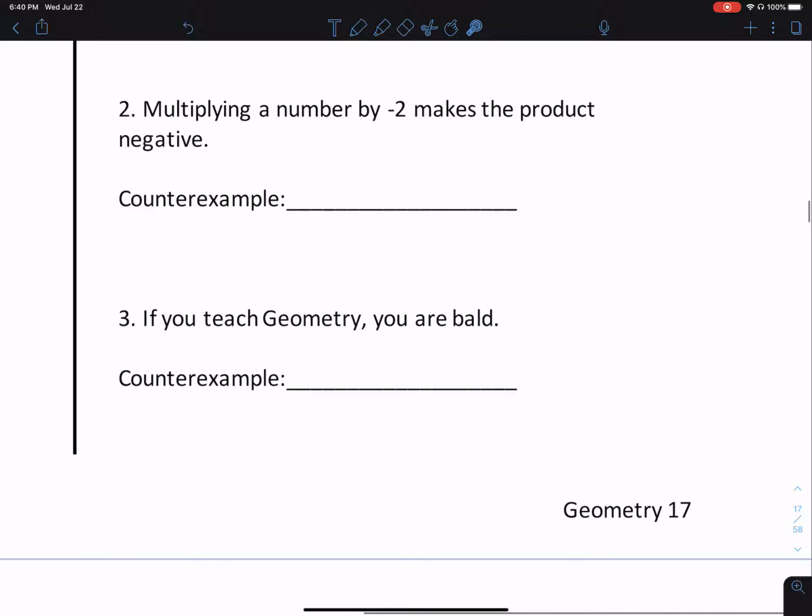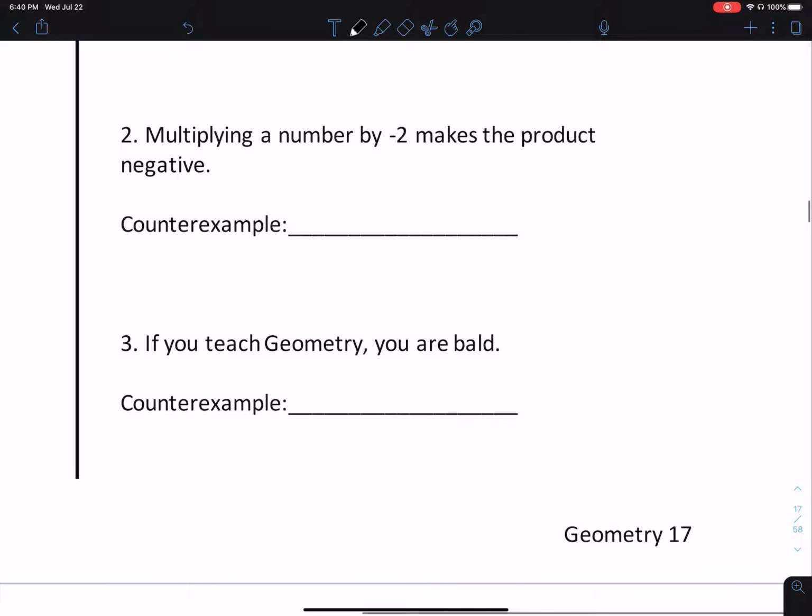Let's check out number 2. Multiplying a number by -2, so we want this part to be true for a counterexample, makes the product negative. We want this to be false. So can you think of a number that you can multiply by -2 and the result is not negative? Sure. If I take -5 times -2, that's going to be a positive 10. This is a counterexample. The counterexample is the -5.